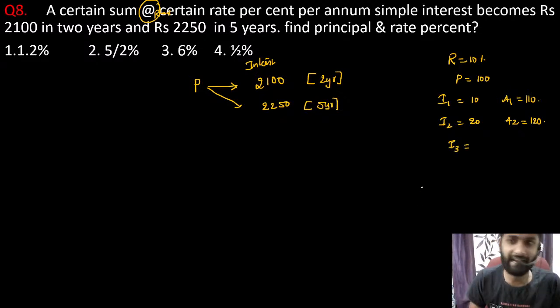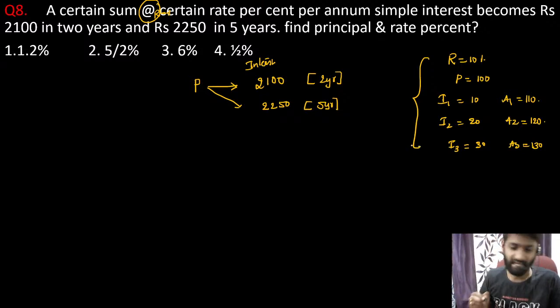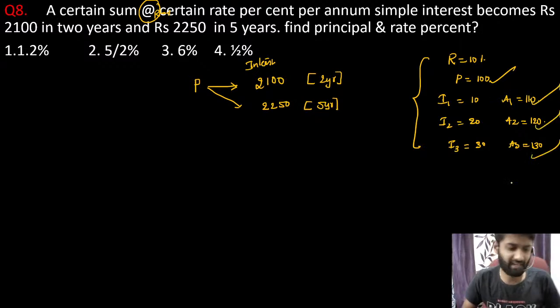If you consider the entire 3 years, the value becomes 30. If you want the amount, the value becomes 130. Then what is the observation for the entire transaction here? If you observe, the amount changes. 100 becomes 110, 120, 130. Why does the amount change every time? Because of the addition of interest.